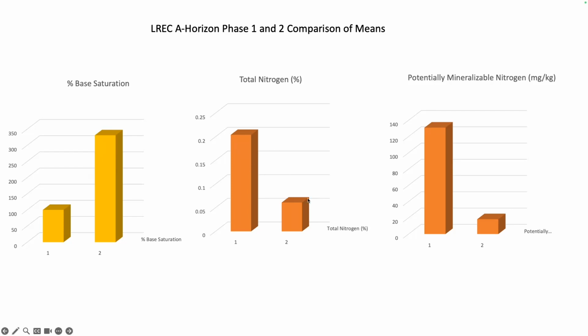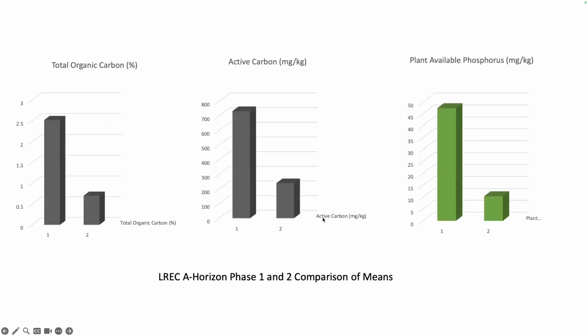Your total nitrogen dropped astronomically. The mineralizable or available nitrogen dropped dramatically. And the same with some of these other parameters. Total organic carbon, and then the active carbon, maybe not quite as big of a decrease, but much lower levels. Again, these are the A horizon mean values from the different units. And then plant available phosphorus also dropped quite a bit.